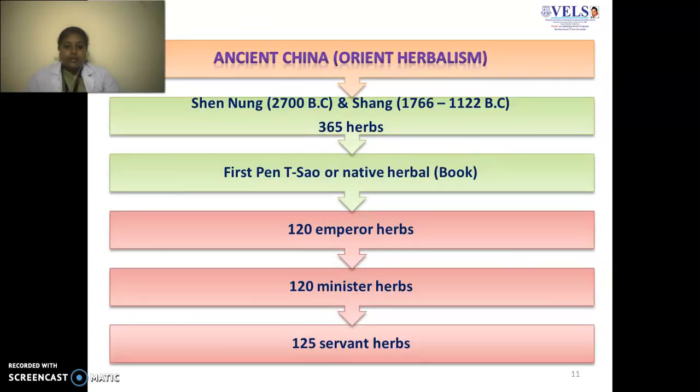The ancient China, referring to the Oriental herbalism. This has been mainly given by the Chinese Emperor Shen Nung in the period 2700 BC and Shang in 1766 to 1122 BC, where 365 herbs have been described in a book called the Native Herbal or Shen Nung Ben Cao, which classifies these herbal products under three headings, namely 120 Emperor herbs, 120 Minister herbs, and 125 Servant herbs, which include high quality food products, mild products, and highly toxic products respectively.